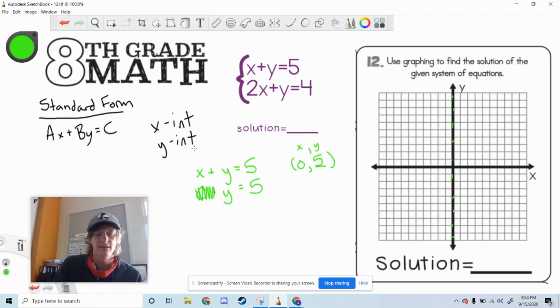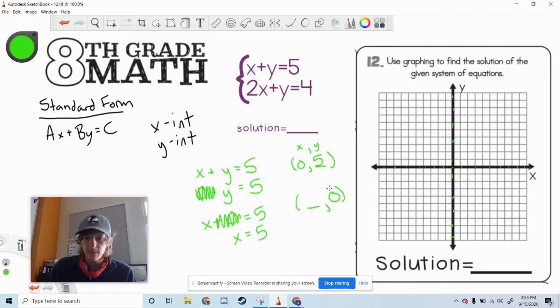And that just told us what the y-intercept is of this first one. It's at 5. We can do the exact same thing for the x-intercept. For any point on our line that is on the x-axis, the y value is 0. So the x-intercept always has a y value of 0. I'm going to plug into this equation x plus 0 equals 5. Well, plus 0 doesn't really mean anything. I find out that the x-intercept is also 5. So we're going to have the points 5, 0, and 0, 5.